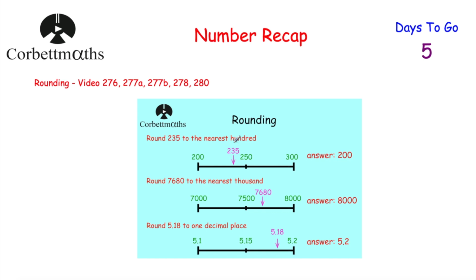Alternatively, you could look at the digit in the tens column, which is a 3, and that means you round down to 200 rather than up to 300. So if the number in the tens column is a 0, 1, 2, 3, or 4, you'd round down. If it was a 5, 6, 7, 8, 9, you would round up. Alternatively, you could consider if it's closer to 200 or 300. And also, if we're rounding a number such as 5.18 to 1 decimal place, well, that's closer to 5.2 than it is to 5.1, so that would be 5.2. So it's important that you know how to round numbers.